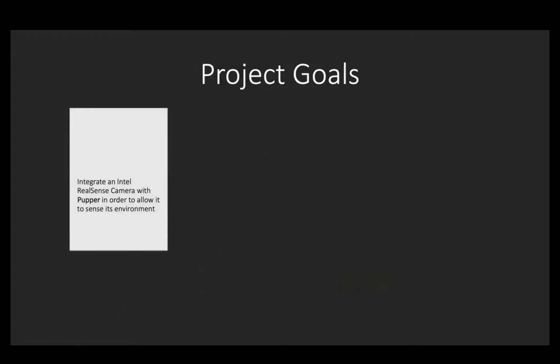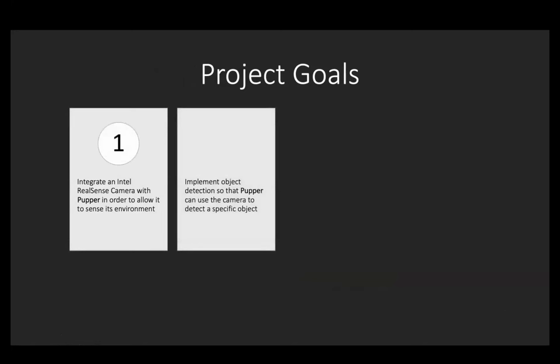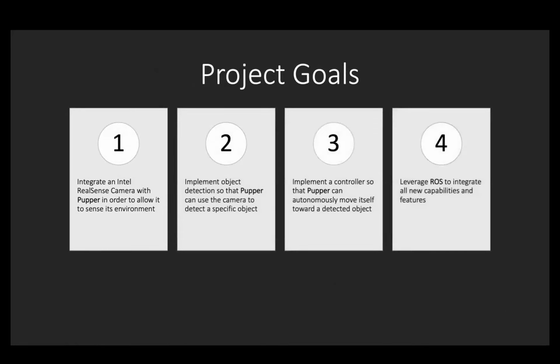So we identified 4 goals, first of which is to integrate an Intel RealSense camera with Pupper in order to allow it to sense its environment. Implement an object detection algorithm so that Pupper can use the camera to detect a specific object. Implement a controller so that Pupper can autonomously move itself towards the detected object. And finally, we wanted to do all of this in ROS to the greatest extent possible to leverage some of the nice capabilities that ROS gives us.